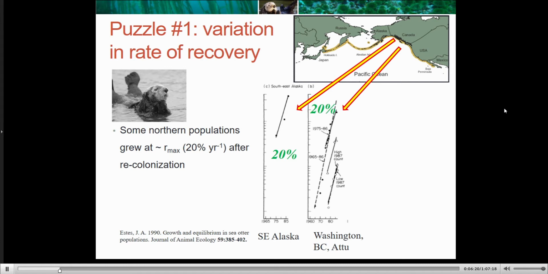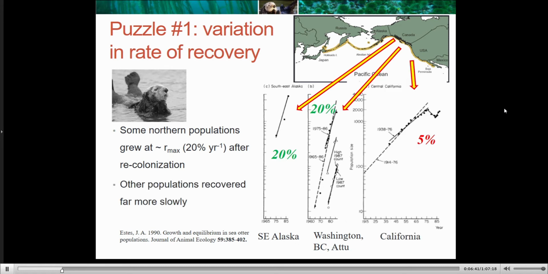Now, those latter three populations I just mentioned were established based on translocations. So otters were taken from Amchitka Island and Prince William Sound, brought to those areas, and then those translocated populations, once they became established, just took off and began to grow, as I say, close to the theoretical Rmax.